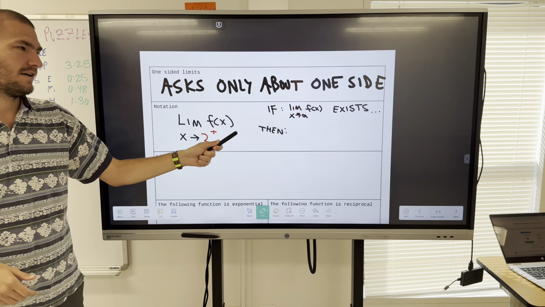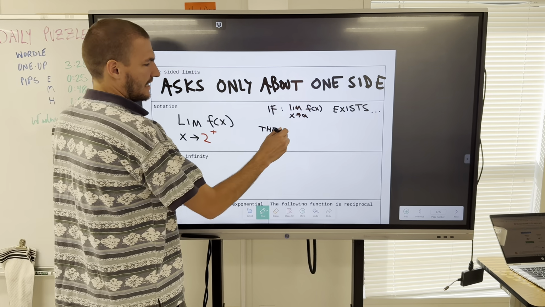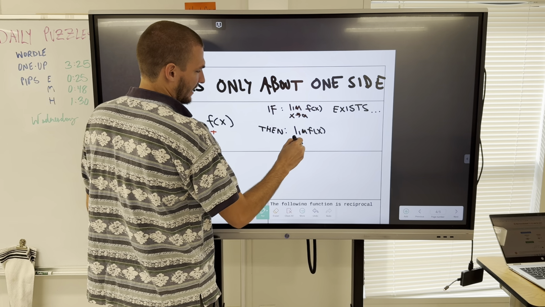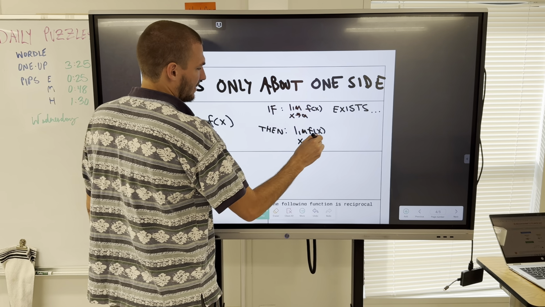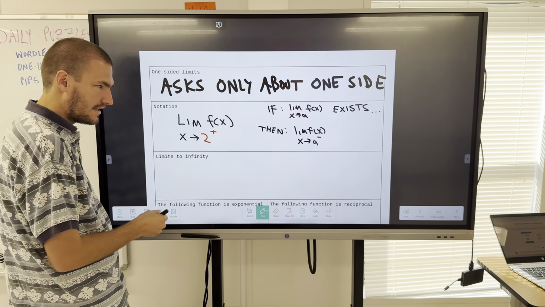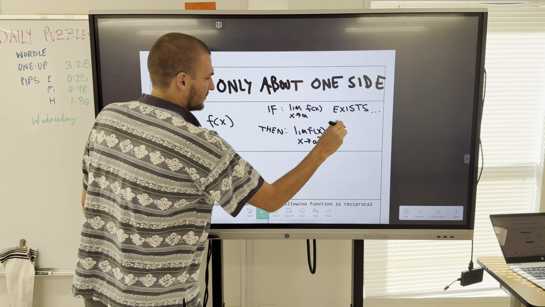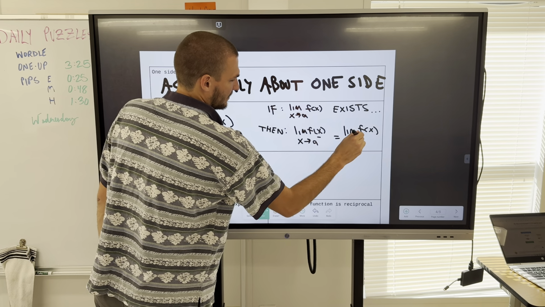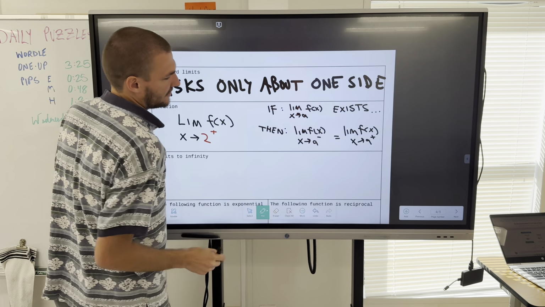So if we're going to write it mathematically, we could say that the limit of f of x as x approaches a from the negative side should be equal to the limit of f of x as x approaches a from the positive side.